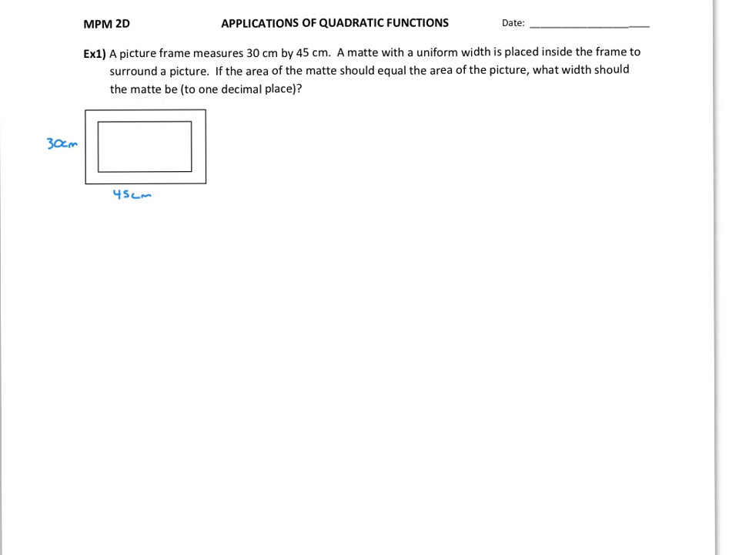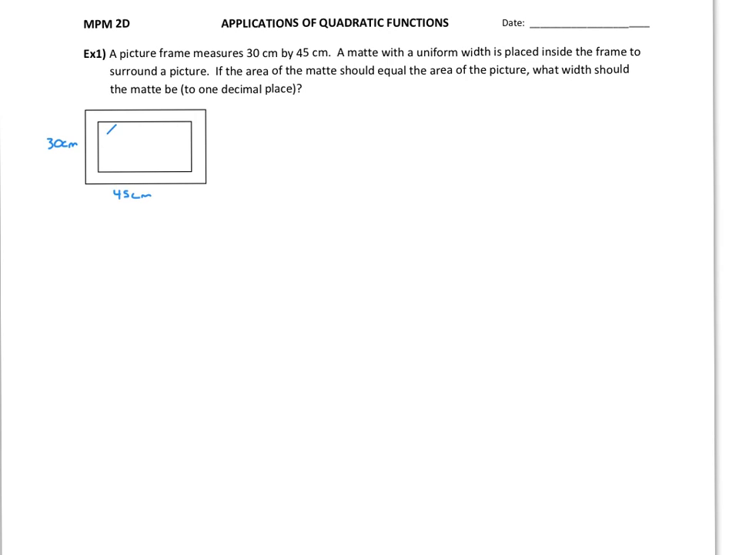All right, we are going to create some quadratic equations here that we need to solve. For example 1, we have a picture frame which measures 30 centimeters by 45 centimeters. So that's the outside of what I have shown here. And then a mat with a uniform width is placed inside the frame to surround the picture.